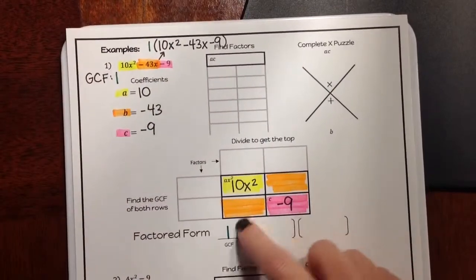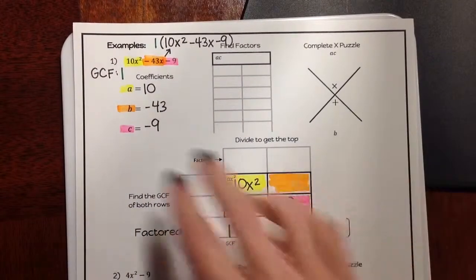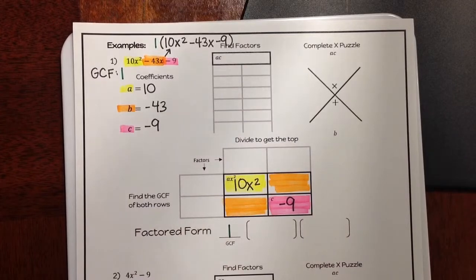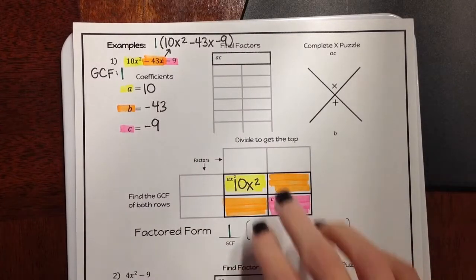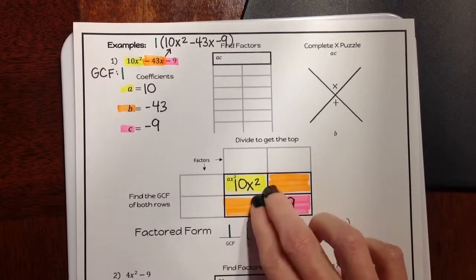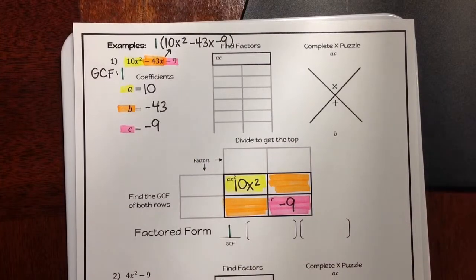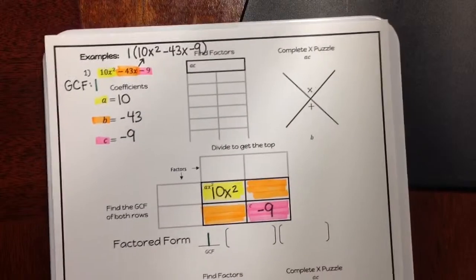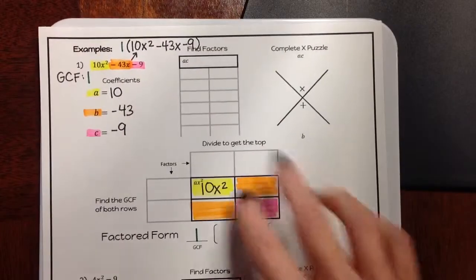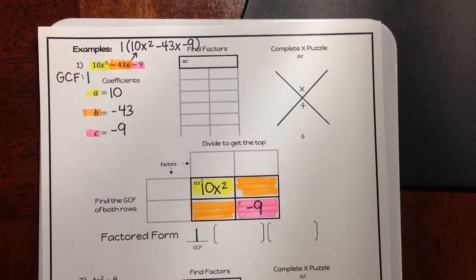And now I can't fill these boxes in yet because I don't know exactly how that negative 43 is going to be broken up. There's lots of ways that we can break up a negative 43 to combine back to negative 43. So we have lots of options. So I want to go ahead and go to my X puzzle to make sure I get the correct terms to go in these boxes.